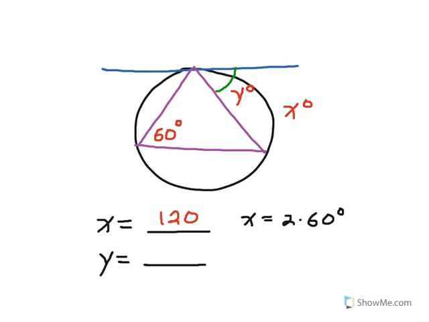Then to find angle y, I know that when I look at this chord and this tangent that intersect like a pair of tongs, the measure of angle y, which I've got in green right here, should be equal to half the measure of that intersected arc. We just found that that intersected arc is 120 degrees. So y should be half of 120 degrees, or 60 degrees.